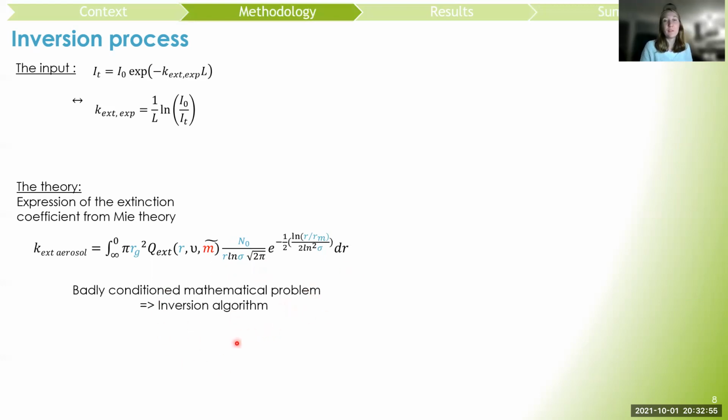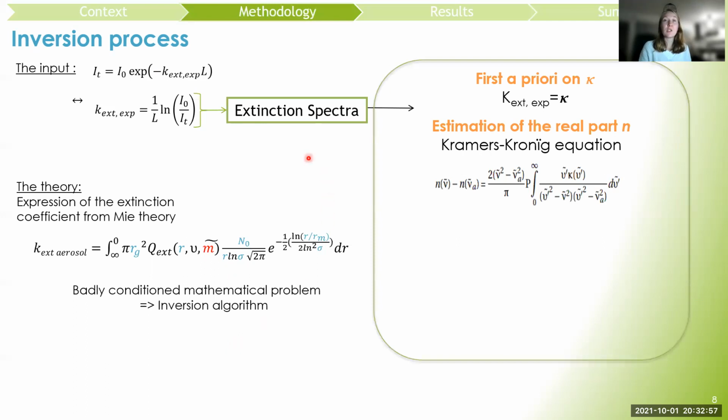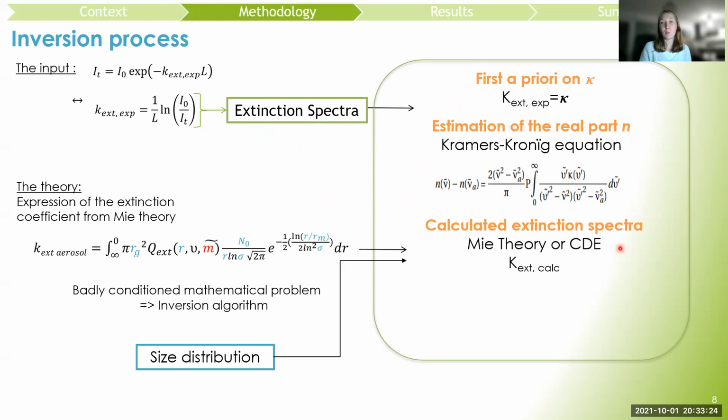That's why we will apply an inversion algorithm. As an input, we use experimental extinction spectra. First, a priori, we say that the extinction coefficient is equal to kappa, the imaginary part of the refractive index. Then using Kramers-Kronig, which expresses the real part as a function of the imaginary part, we can get the real one, so n.